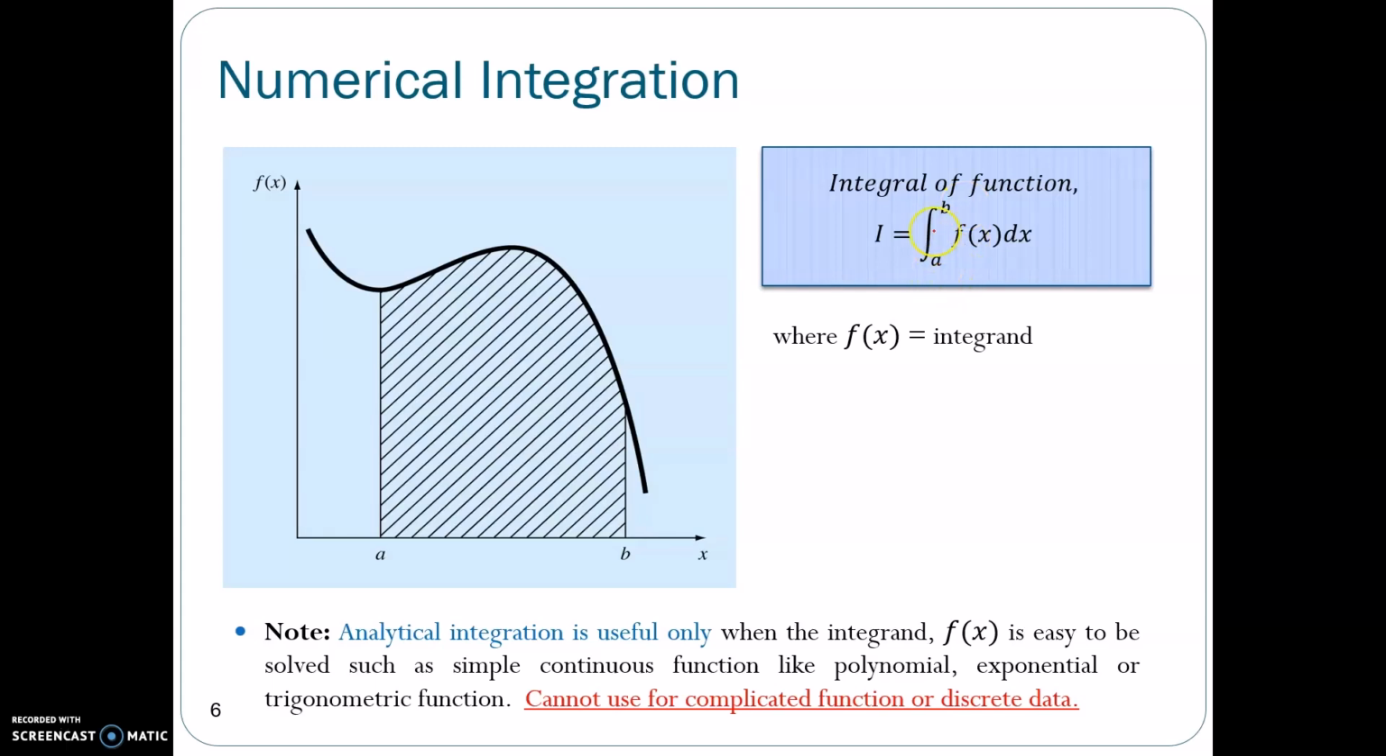So when we solve the integration for a function f(x) from the limit a to b, we are actually computing the area under the curve. The function f(x) inside the integration is called the integrand. If the integrand is given in a simple continuous function format, such as the polynomial, exponential, as well as the trigonometric function, then we can use the analytical integration to solve it.